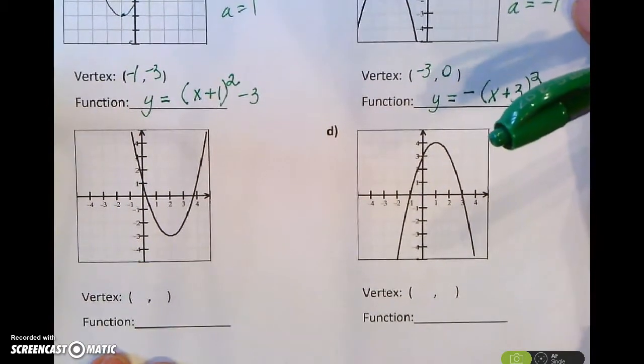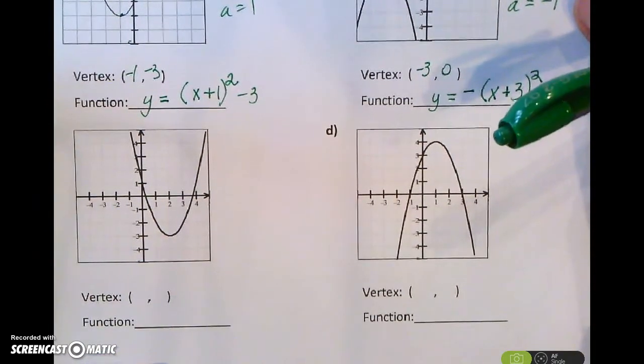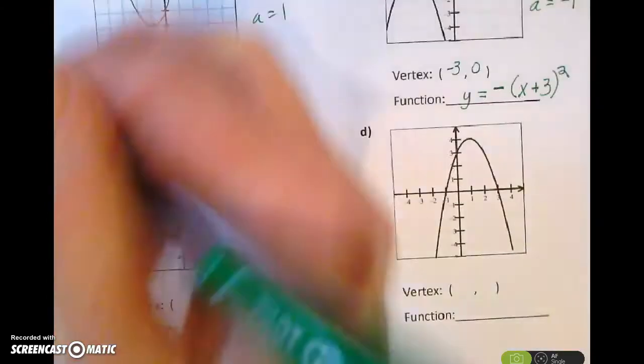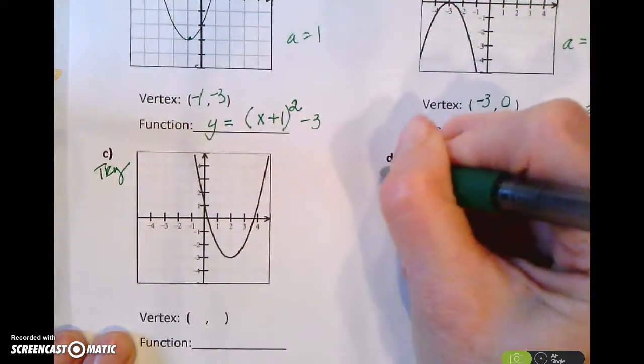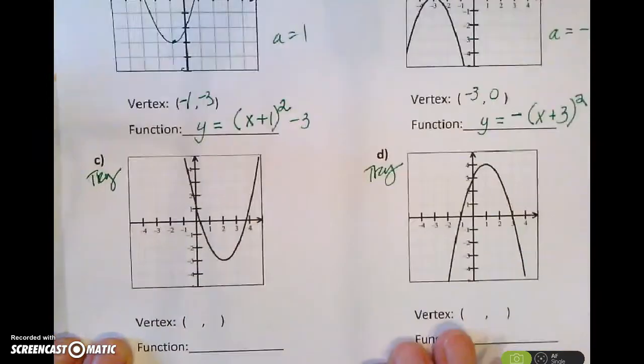So why don't I just let you go ahead and try C and D. We're going to write try right here. So try for those.